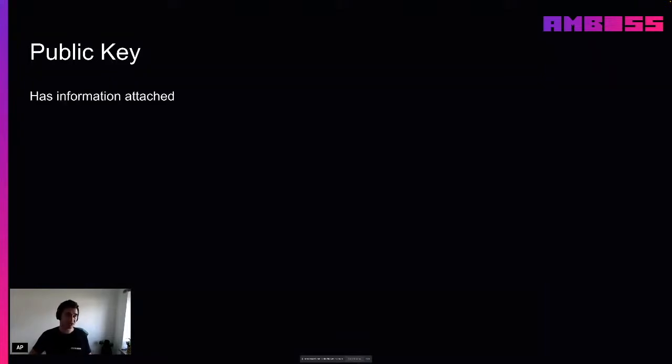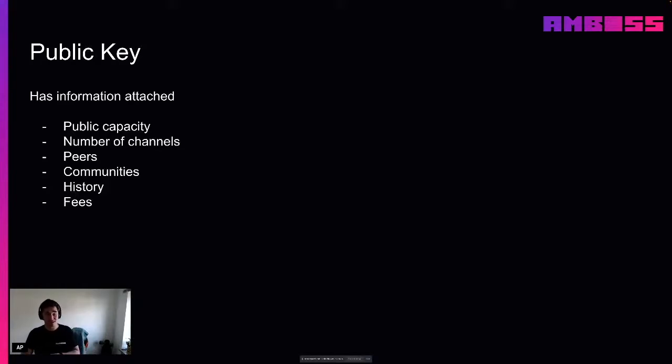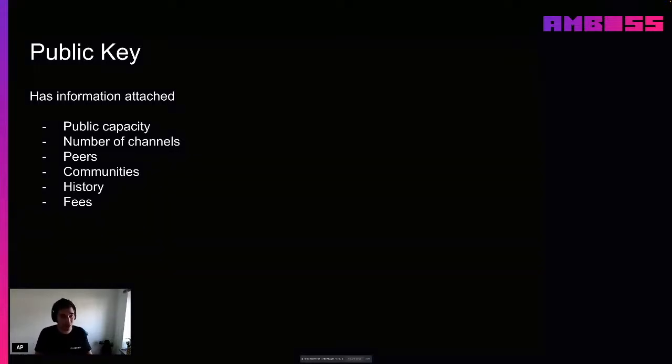The reason why this is interesting is because the public key has a lot of information attached to it, right? It has a lot of public information. For example, what's your capacity? That is something you can see on Amboss as well. You go to your node page, you can see what's the capacity, what age are your channels, when was your oldest channel opened, when is the youngest channel, who are your peers, if you've joined different communities, if you're part of different Telegram groups.